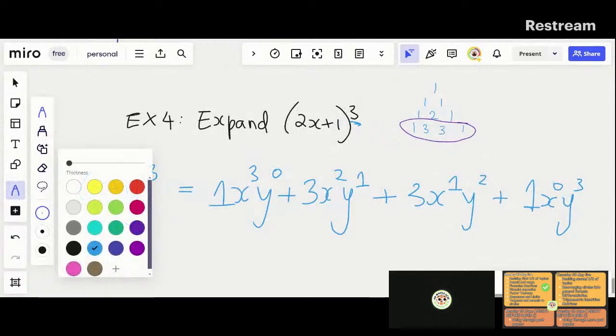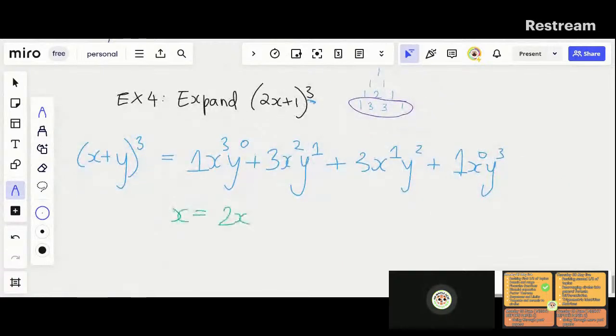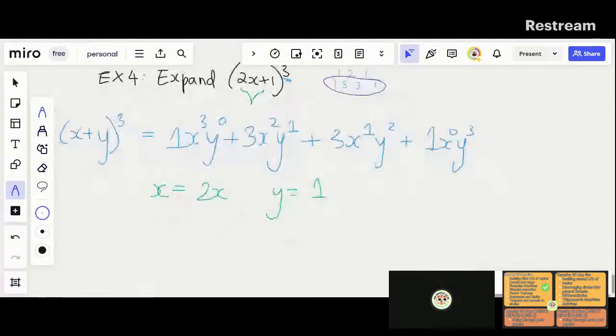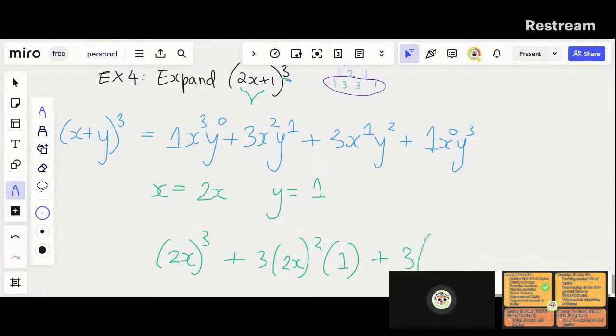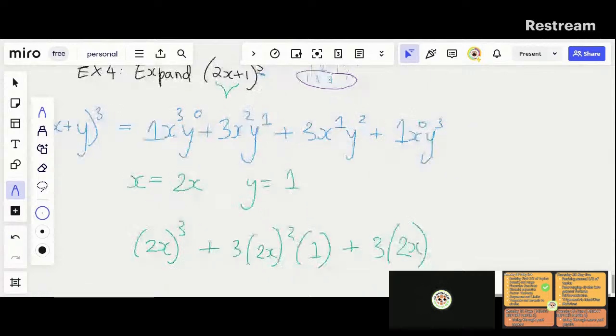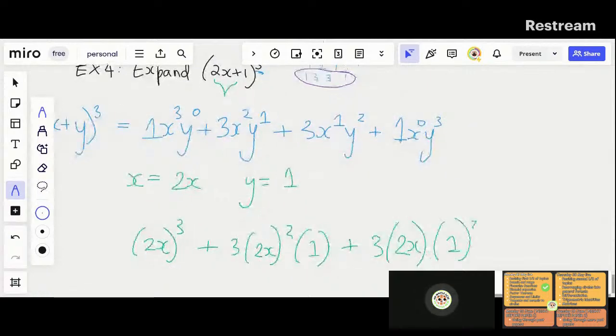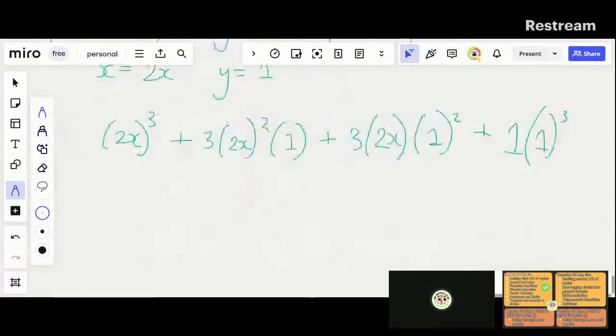Okay, and now you're going to replace x with 2x, and replace the y with 1, just as we have in this expression here. So you then have 2x cubed. Put it in brackets first before you expand, because you often miss this step and the powers go all wrong. So 2x cubed, and then y is to the power of 0, so it doesn't matter. And then you've got 3, 2x squared, 1, plus 3 times 2x to the power 1, y squared, so 1 squared, plus 1 y cubed, which is just 1 cubed. And then you can expand this now.